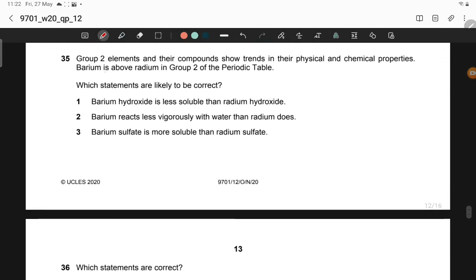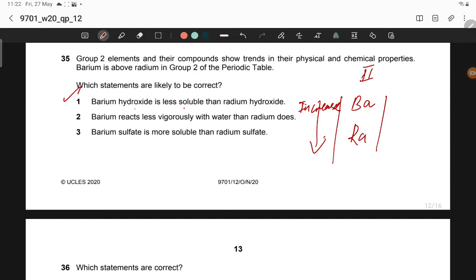Question number 35. Group 2 elements and their compounds show trends in their physical and chemical properties. Barium is above radium in group 2 of the periodic table. Which statements are likely to be correct? Barium hydroxide is less soluble than radium hydroxide. Yes, it is correct because barium is above radium. So in group 2, the solubility of hydroxides increases downward. So this option is correct.